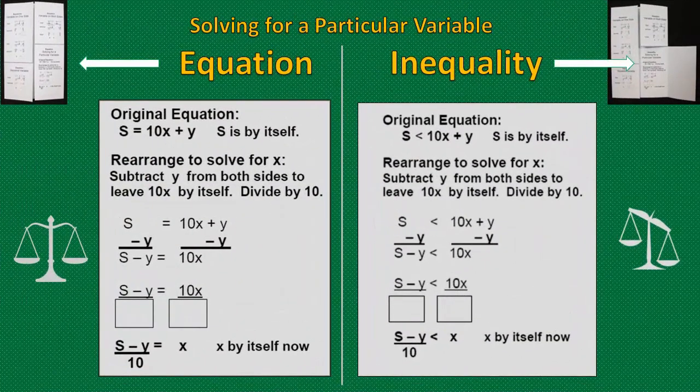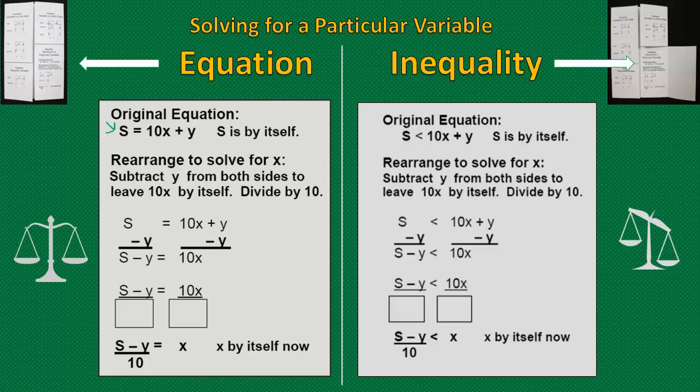In these problems, we won't be trying to solve the mystery of the number that x is, but instead we'll be showing how x is related to everything else in the problem. This is called solving for a particular variable. Let's start with the equation on the left. The original equation is s is equal to 10x plus y.